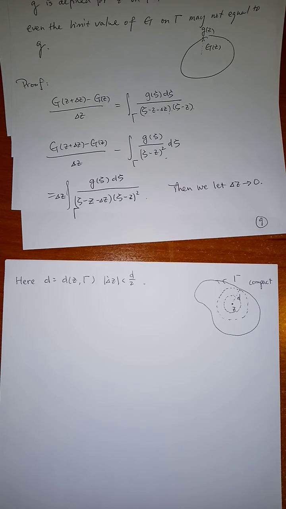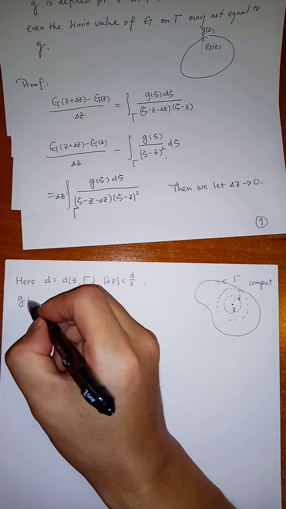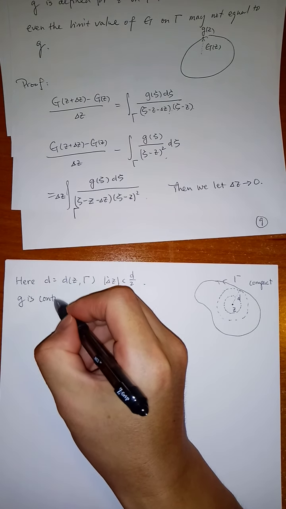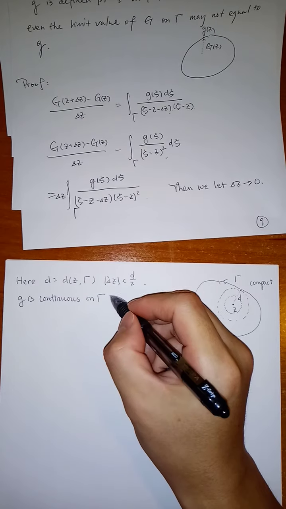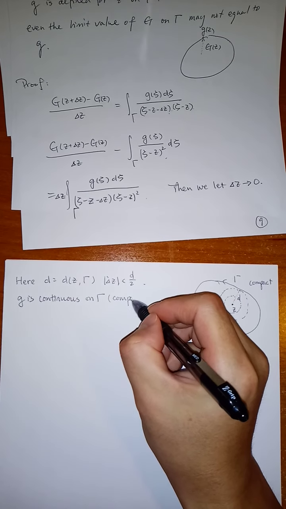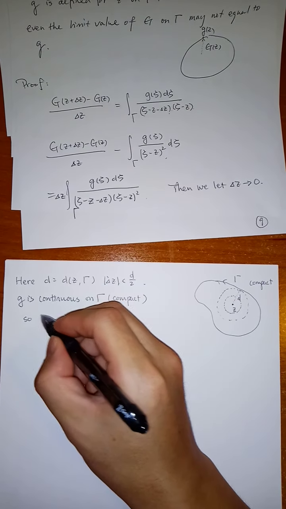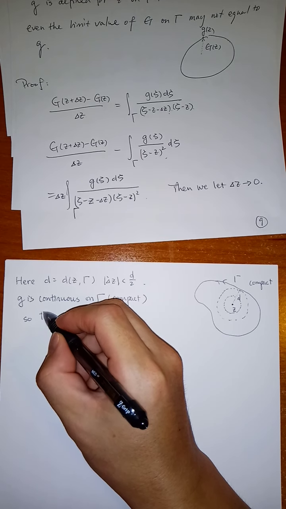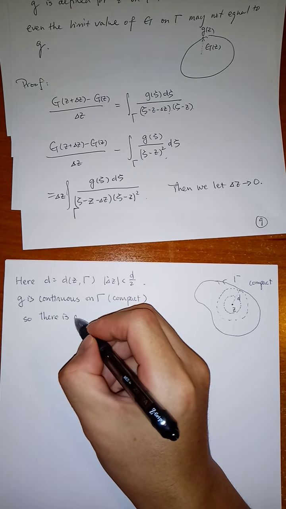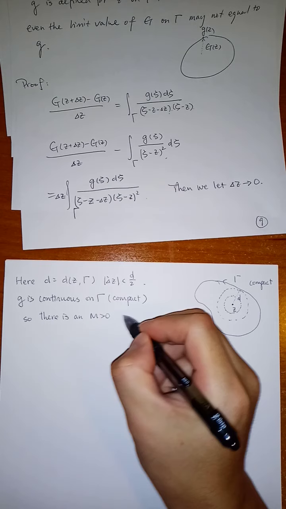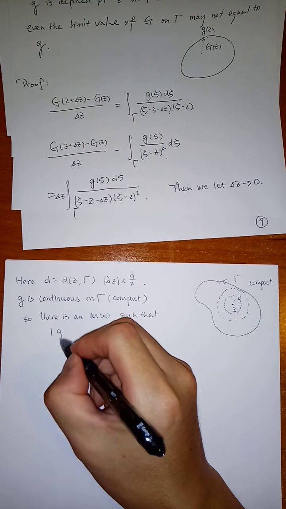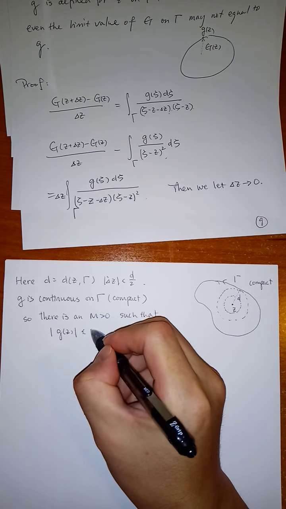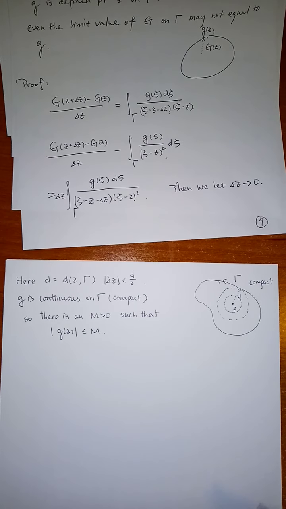And g is continuous on gamma. Gamma is compact, so there is a capital M greater than 0 such that the absolute value of g of z is less than or equal to M. It has an upper bound.